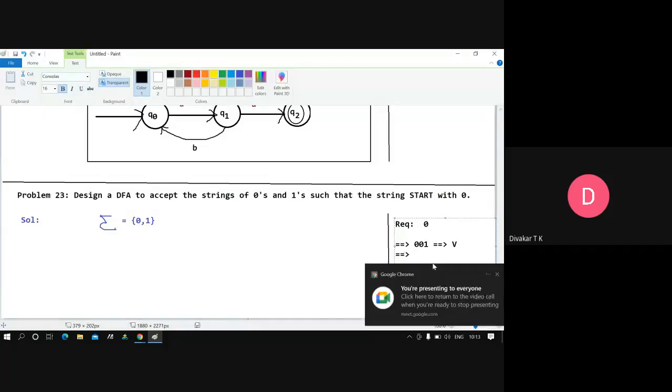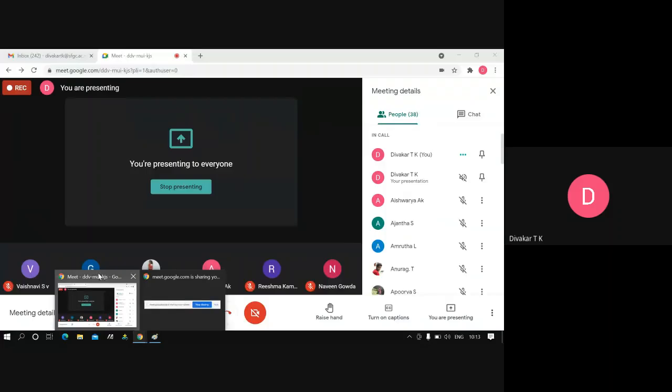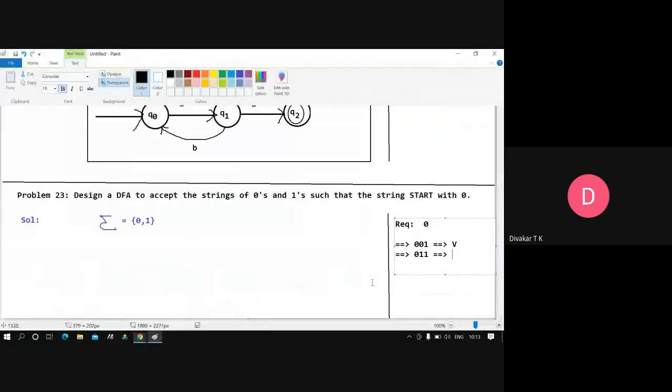Ajanta, okay, 011. Whether it's valid or invalid? Second one. Amruta, you tell me, valid or invalid? Valid, sir. Now tell me, you only continue. Whether it's valid or invalid? Invalid, sir. Super. Meaning it should start with 0 only, not 1. Okay, great.